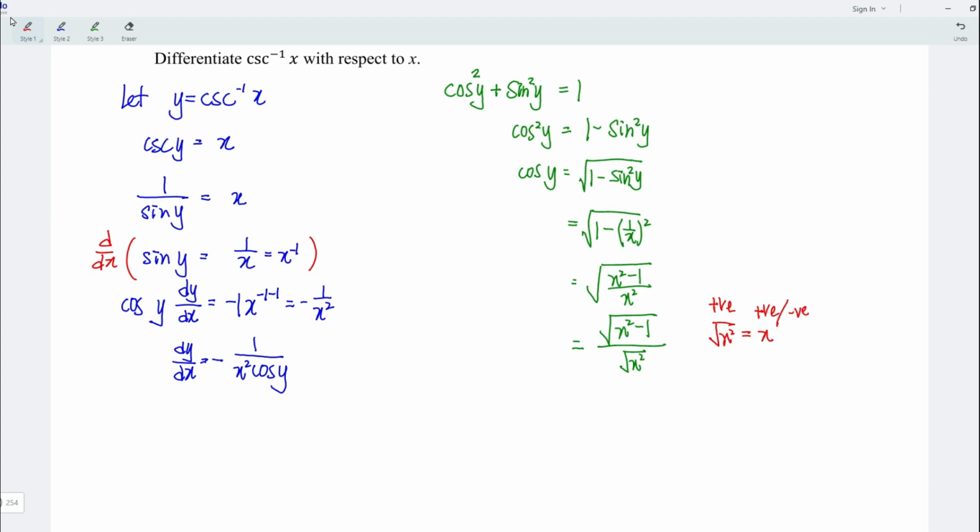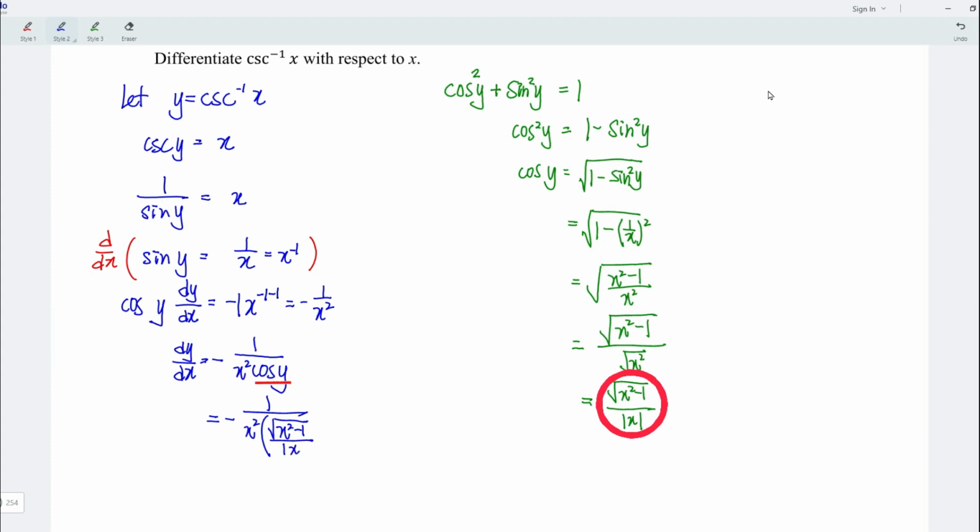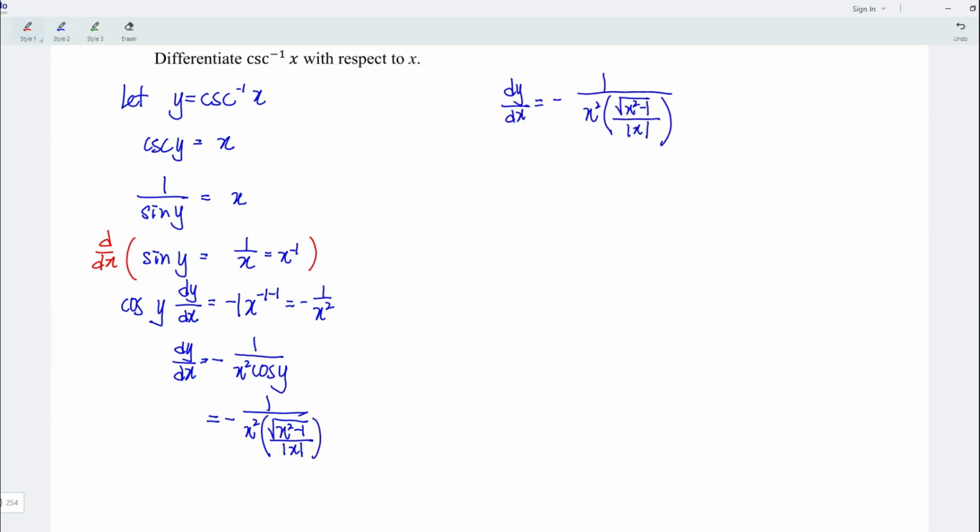In order to ensure that the right hand side is also always positive, we should take modulus, which means that this is equal to square root of x squared minus 1 divided by modulus of x. Let's replace cos y, so we have -1 over x squared multiplying square root of x squared minus 1 divided by modulus of x.